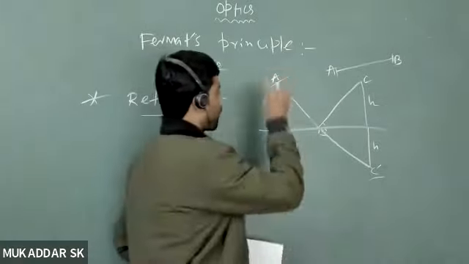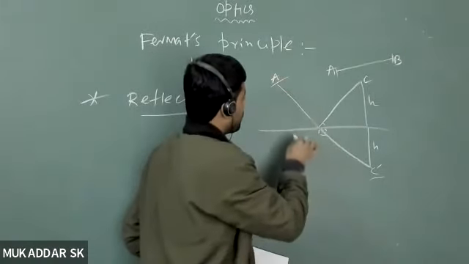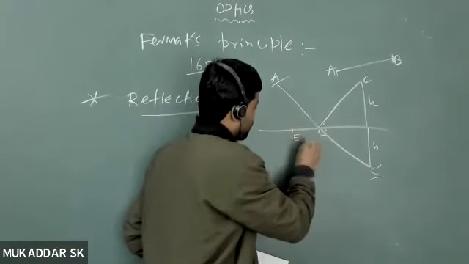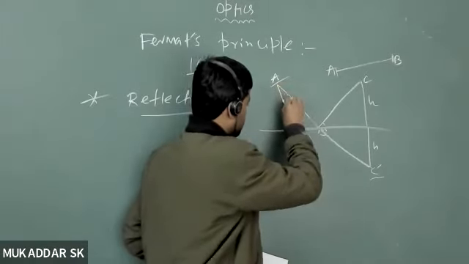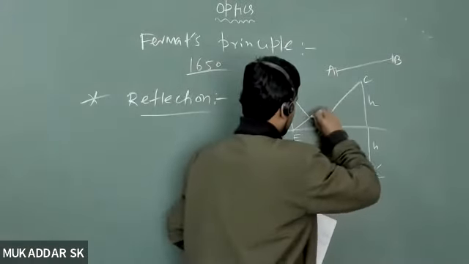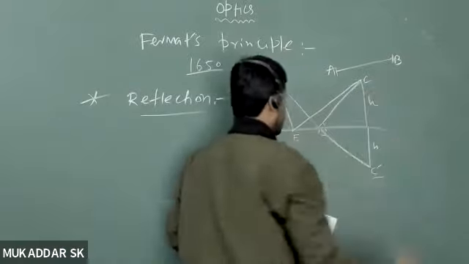Suppose आपके पास दूसरा एक path है. Suppose मान लो ये path अगर आपका ray follow नहीं करके, suppose मान लो ये point है E, यहाँ पे strike कर रहा है. So it is like this. It is striking here, then it is reflecting, and it is going like this.